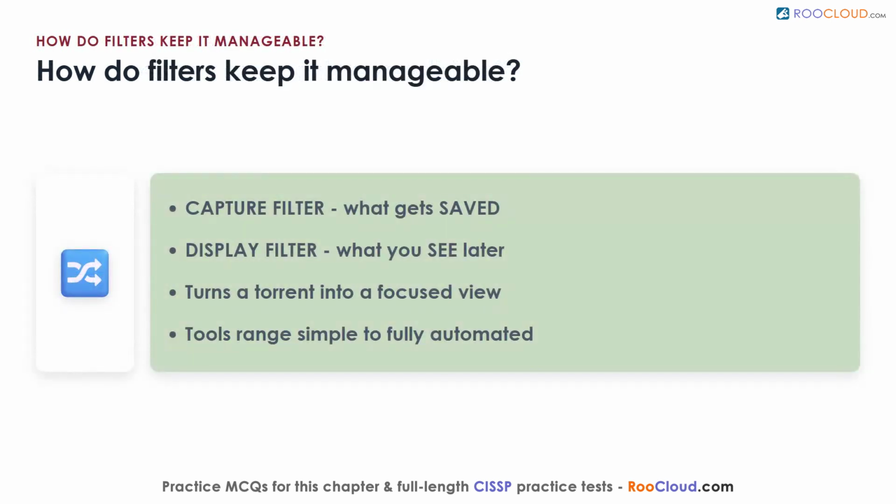How do filters keep the flood manageable? With two kinds of filter applied at different moments. A capture filter is a set of rules that decides which frames get saved into the file and which are thrown away as they arrive. A display filter works later, showing only the saved frames that match what you are hunting for. One controls what you keep, the other controls what you see. Together they turn an overwhelming torrent into a focused view. Analyzers range from simple capture tools to fully automated engines, and both open source and commercial options exist.